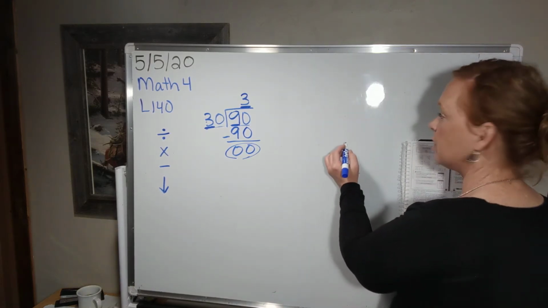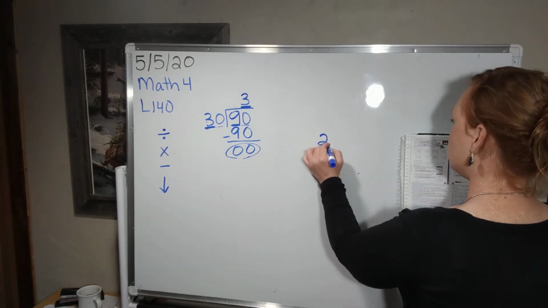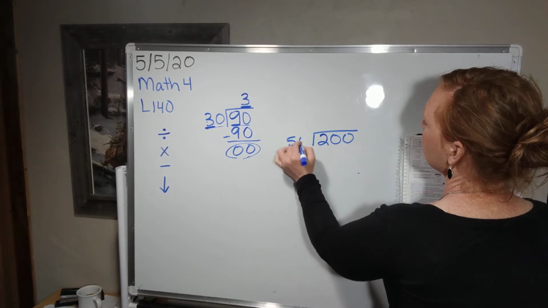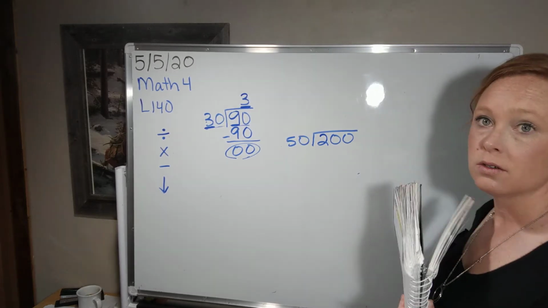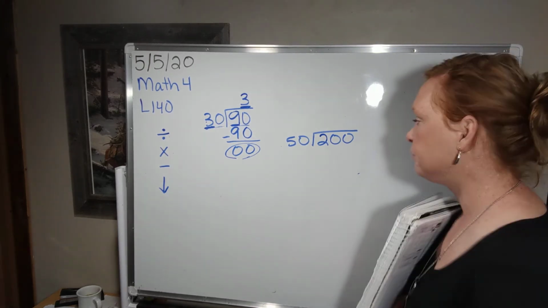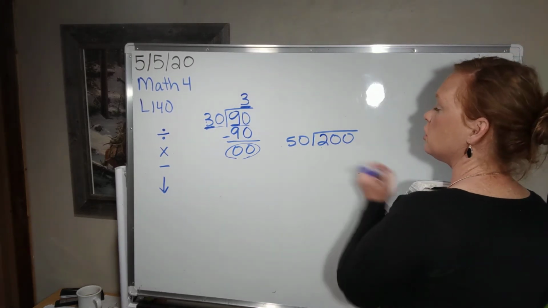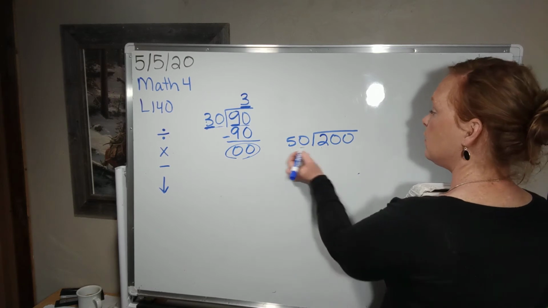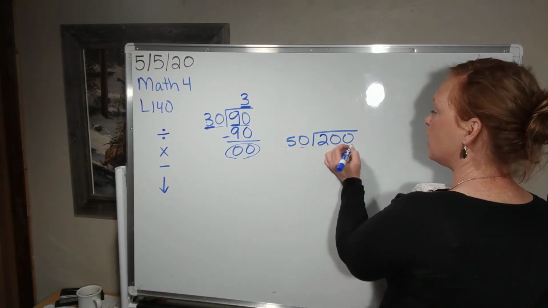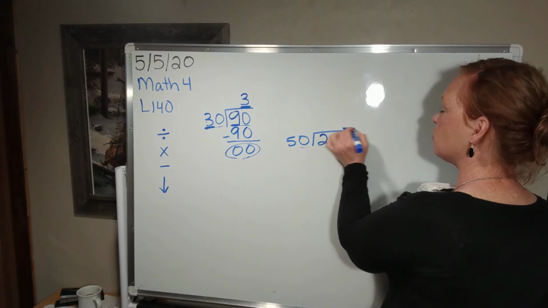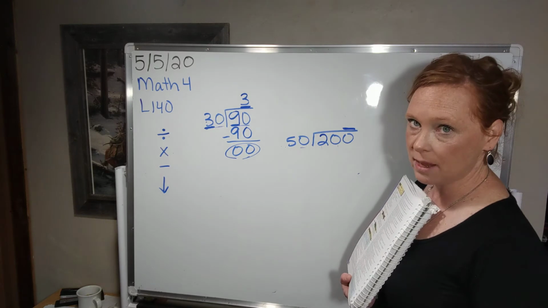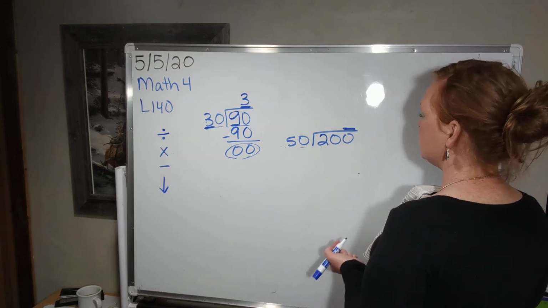That's going to be in the glare. Let me come down some. So 200 divided by 50. Okay, so first of all, let's decide where our first answer is going to go. So, can 50 go into 2? No. Can 50 go into 20? No. Can 50 go into 200? Yes. So my answer will be right here. Okay? Make sure you don't skip this step. It'll cause you a lot of problems if you skip this step.